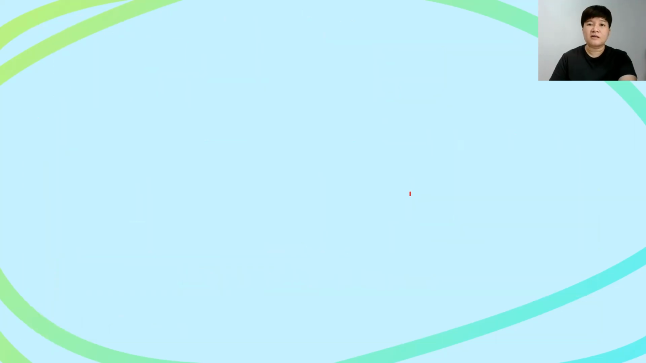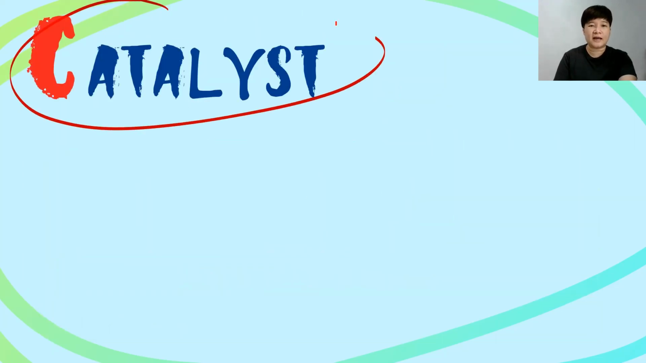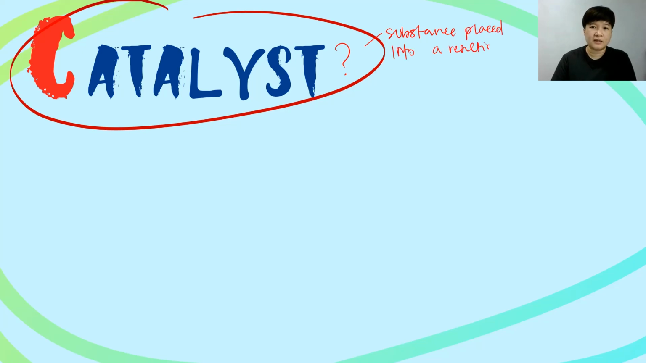Last but not least, let's look at catalyst. What is actually a catalyst before we start? You need to know what a catalyst is. A catalyst is a substance that you put into an experiment, that you put into a reaction. The purpose of putting this substance, this catalyst, into the reaction is to speed up the reaction. But this substance will not change the reaction. The job is only to speed up the reaction.